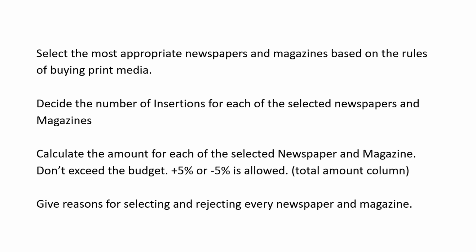Some tips to remember: select the most appropriate newspapers and magazines based on the rules of buying print media. Decide the number of insertions for each of the selected newspapers and magazines. Calculate the amount for each of the selected newspaper and magazine and don't exceed the budget. Ideally, a 5% up or down is allowed, but try and keep it as close as possible to the budget given to you. Give reasons for selecting or not selecting, that is, rejecting every medium, so every newspaper and every magazine.